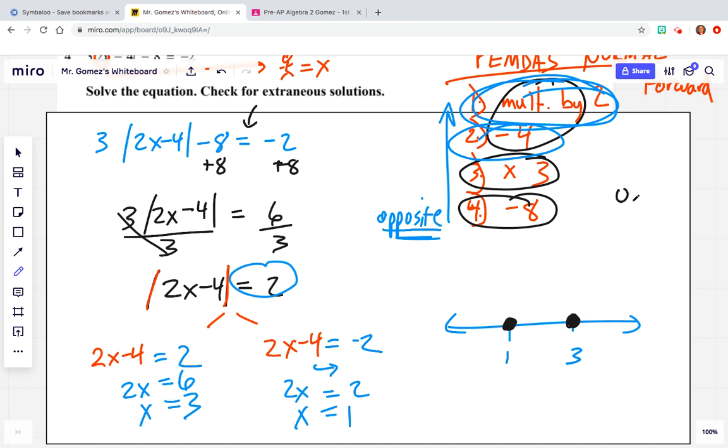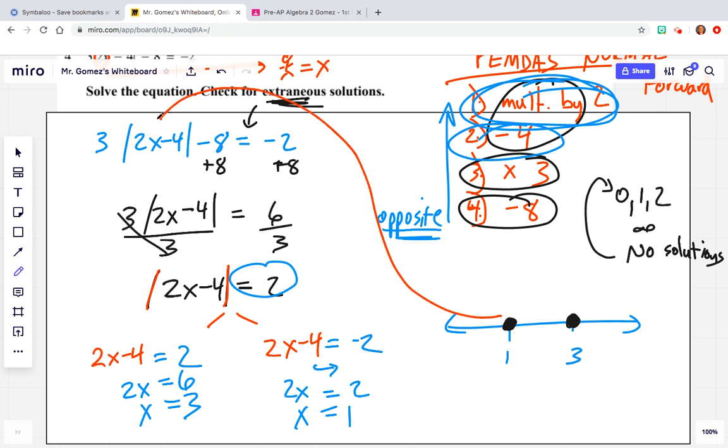It could be either 0 answers, 1 answer, 2 answers, or even possibly infinite answers or no solutions, which, of course, is the same as 0 answers. We have to check for extraneous solutions.